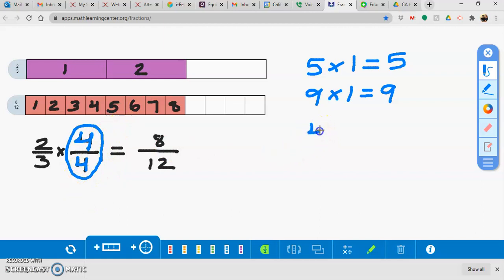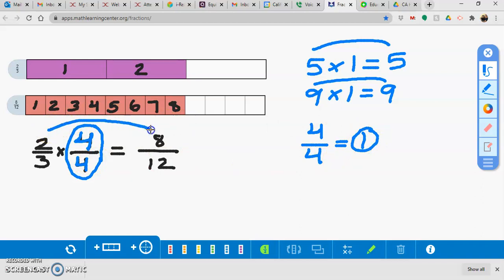So 4 over 4, 4 out of 4 is the same thing as 1. And remember, anytime you multiply something times 1, the number doesn't change. You see up here, I multiplied 5 times 1, and I got 5. 9 times 1, I got 9. Well, over here, I multiplied 2/3 times 4 out of 4, but 4 out of 4 is the same thing as 1. So 2/3 is the same as 8/12.